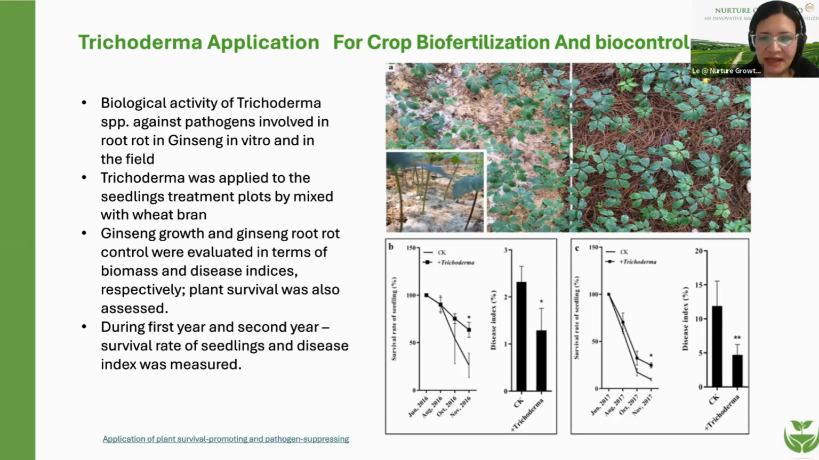When they evaluated the result, they found that the survival rate of seedlings, in a study done over two years, 2016 and 2017, gave similar results in both years. The survival rate of seedlings is higher in Trichoderma treated plants, while the disease incidence is higher in non-treated plants. Ginseng growth and ginseng root rot control were evaluated in terms of biomass and incidence, and they found that the survival rate was higher in the treated plants. So this experiment shows the efficacy of Trichoderma in both promoting plant growth as well as reducing disease incidence.